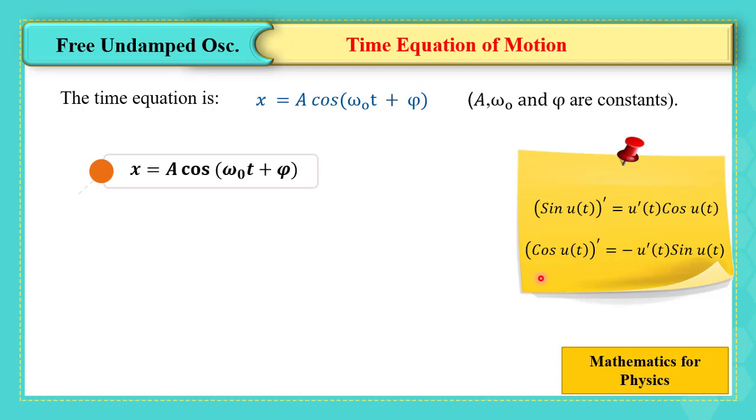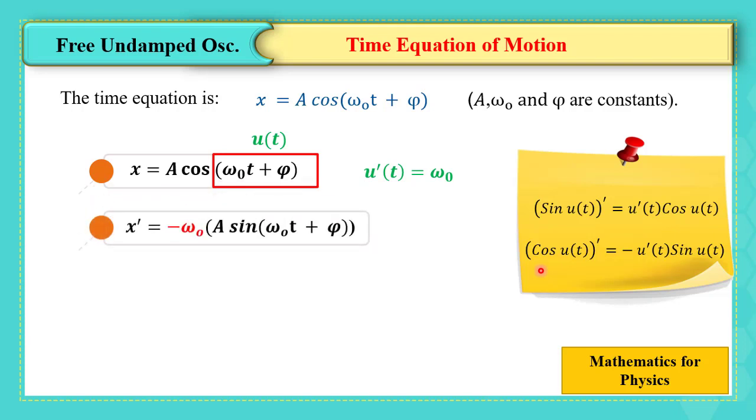To find x double prime, we have two steps. First, we're going to find x prime, and then we're going to find x double prime, always following the two rules of sine u prime and cosine u prime. So in this equation, omega 0 t plus phi is the function u of t. What is the derivative of u of t? In this case, it is a function of the form omega 0 t plus phi, where phi is constant, as we said before, and omega 0 is constant, then the derivative of omega 0 t plus phi is just omega 0. Now, x prime is minus omega 0 times a sine omega 0 t plus phi.